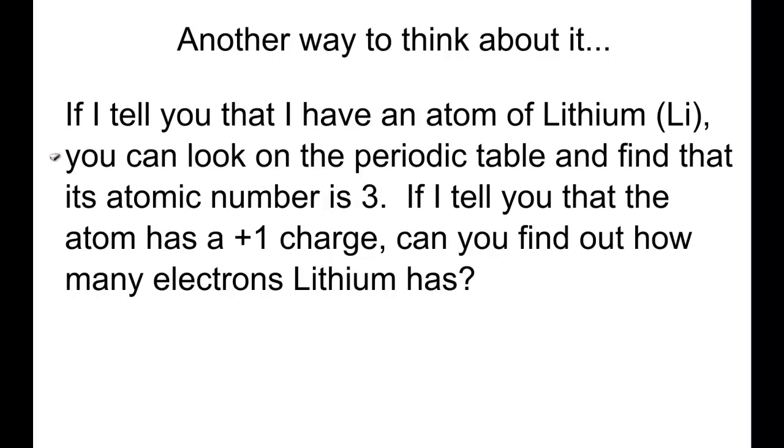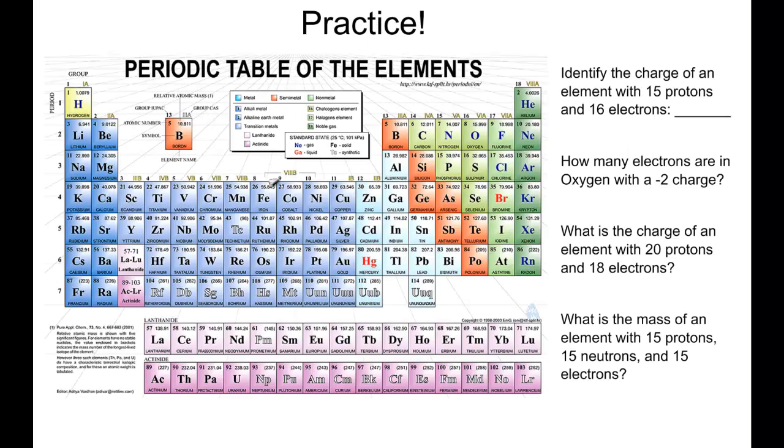So let's go back and look at the periodic table and do some more practice. As always, I'll do one for you, and then you do the rest. Okay. So here's our periodic table, same one we've been using in each video. I like this one because it's very clear. It gives you all the information you need. So, first thing, identify the charge of an element with 15 protons and 16 electrons. All right, 15 protons, 16 electrons.